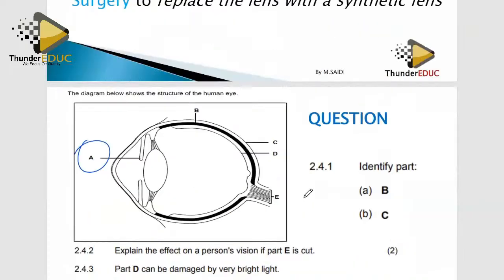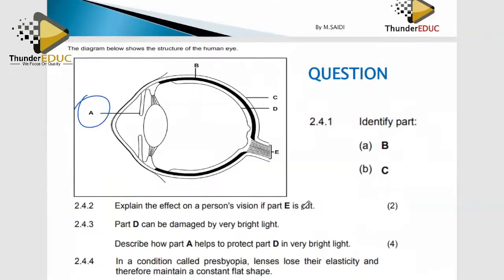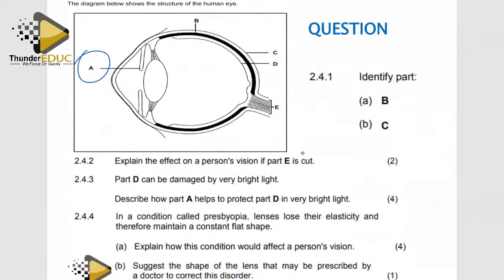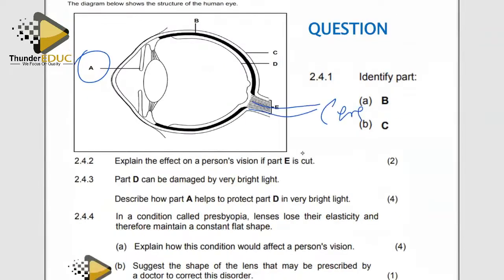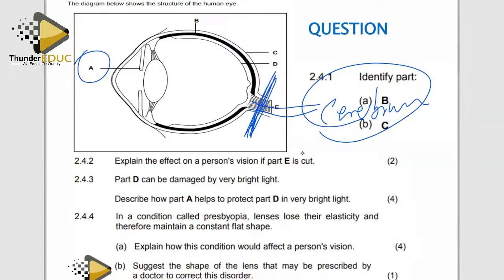Guys, don't forget that this is a sensation. We discussed on the brain that all sensations go to the cerebrum, meaning that this eye will send the impulse to the cerebrum. Explain the effect on the person's vision if it's cut. So what will happen to the person? Will the person be able to see? No. So explain the effect. Who can explain to me?